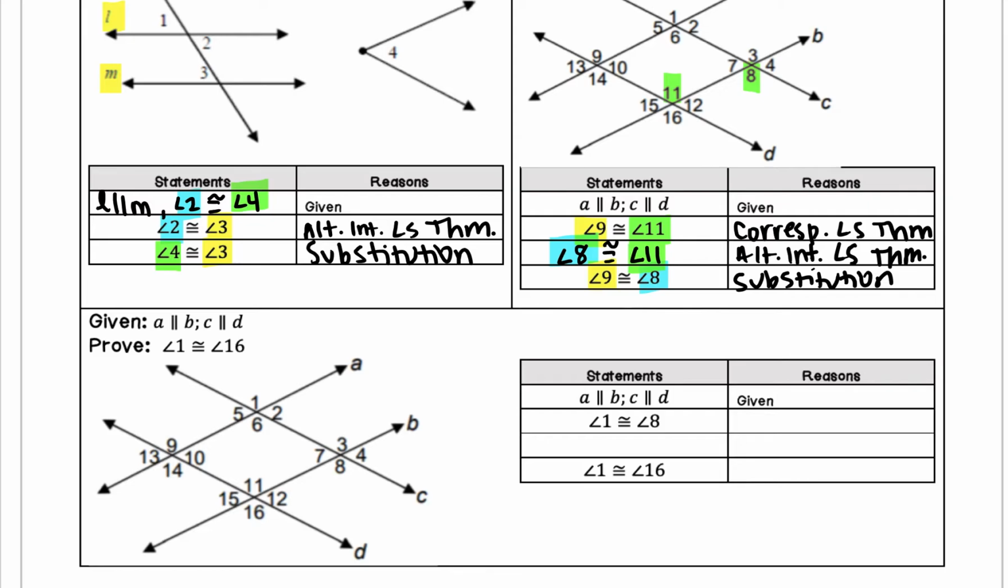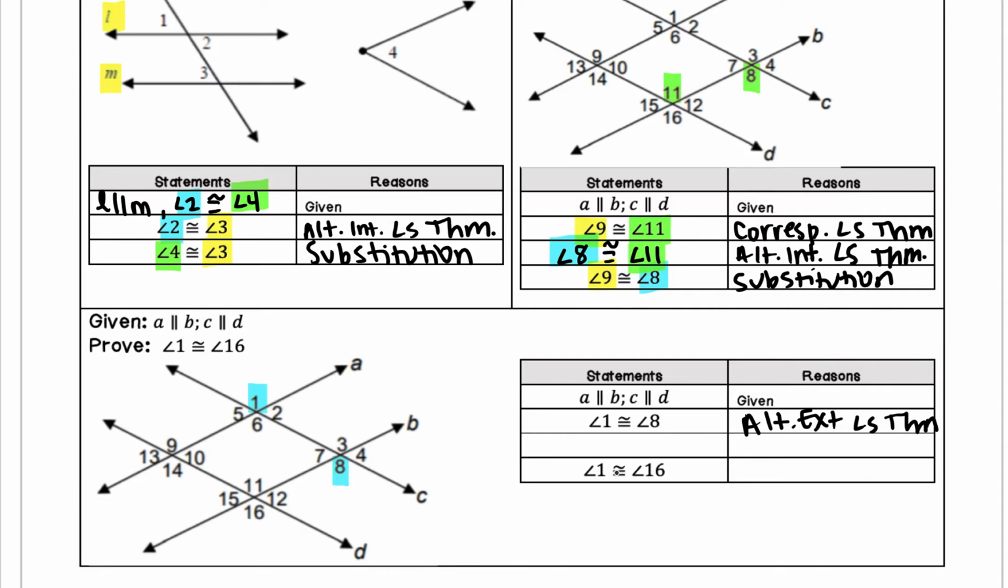So my first reason that was given in the proof is that angle 1 and angle 8 are congruent. Well, in that diagram, we can see that those are on the outside of parallel lines A and B. They're on alternate sides of the transversal. So we're allowed to say that these are congruent because they are alternate exterior angles. So we're using the alternate exterior angles theorem.